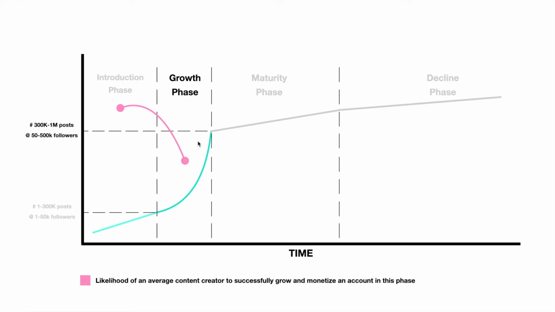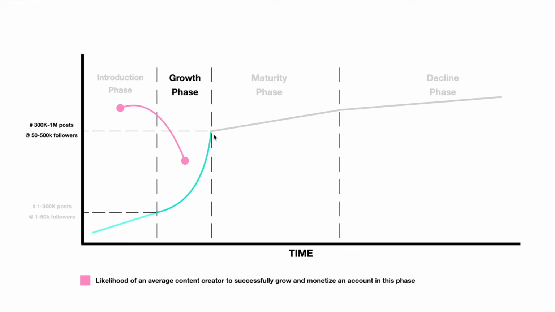And the way you measure if it's a growth phase niche is by checking the hashtags. The hashtags usually have between 300,000 and 1 million posts in it. The most popular accounts have between 50,000 and 500,000 followers. Again, these are just rough estimates, but they are helpful.